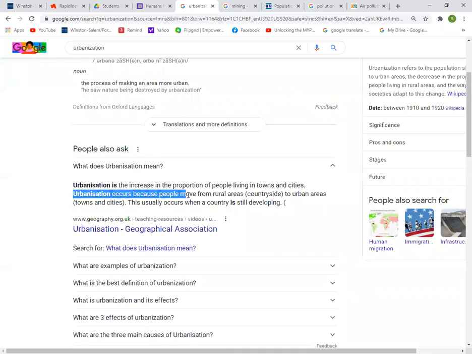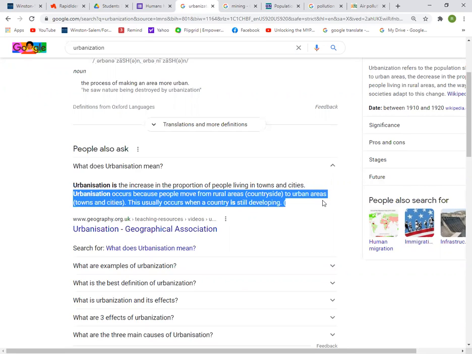Urbanization occurs because people move from rural areas, which is the countryside, to urban areas, which are the towns and cities. So to describe an urbanized area, we can say that the population density is very high because there are so many people in an area that is highly urbanized. An example of a highly urbanized area is New York. There are so many people in that area.